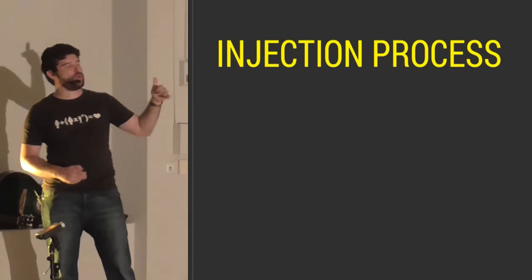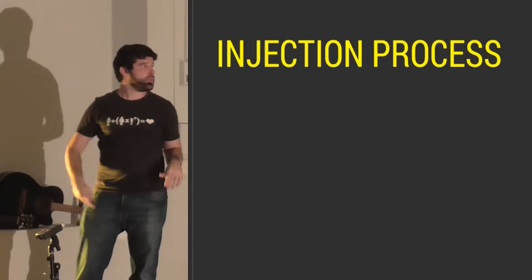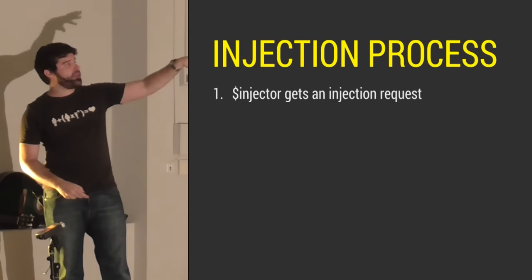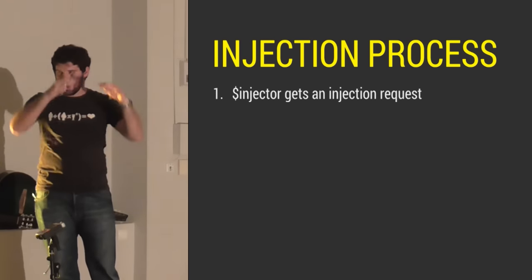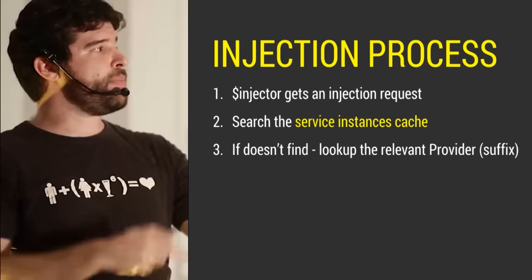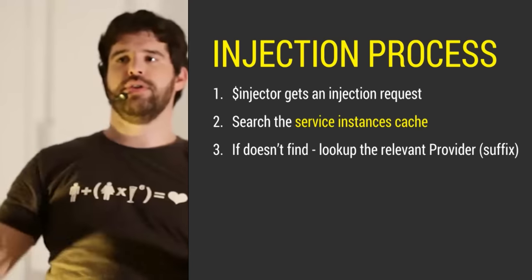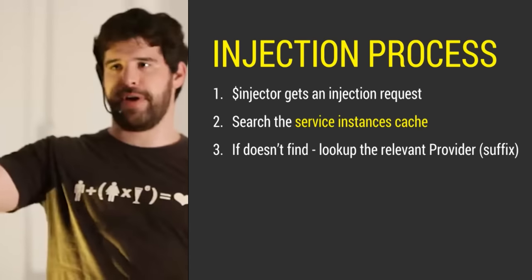Think of what we saw. We saw a function that wanted a pizza, right? So the injector gets an injection request: I want a pizza. It searches the service instance cache. So if it was already created, it put it in a map, in another object, and then it looks up in this map. If it's not there, it looks up in the relevant provider. So it has two maps: the service map and the provider map.